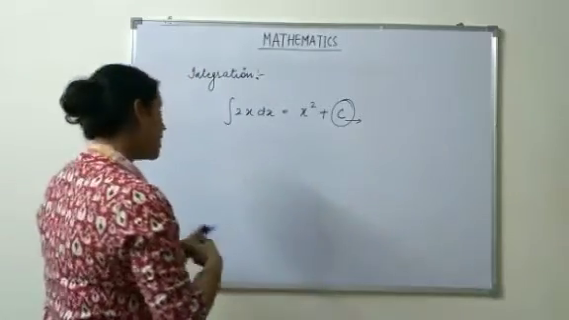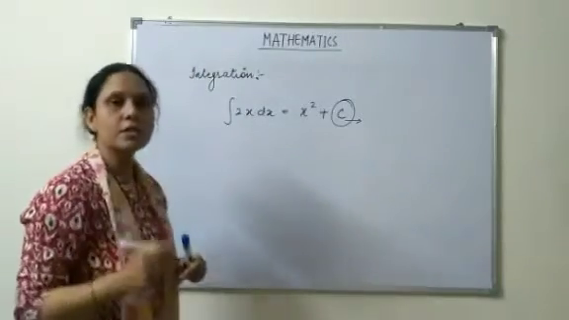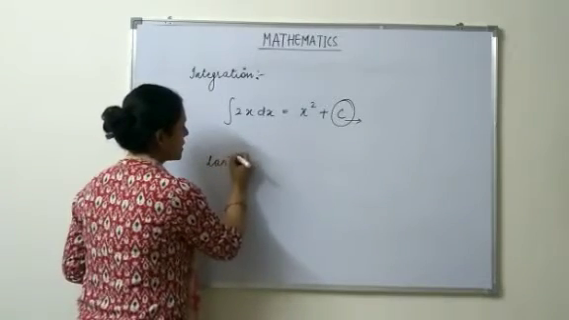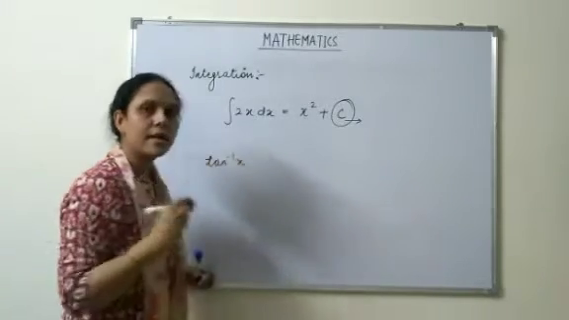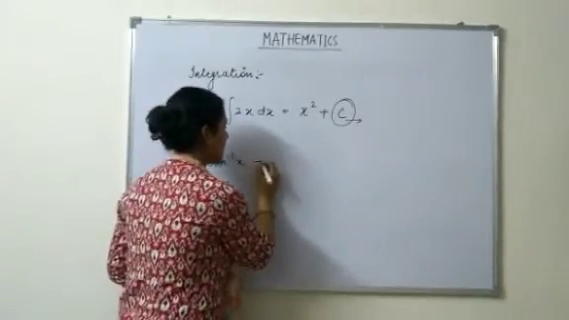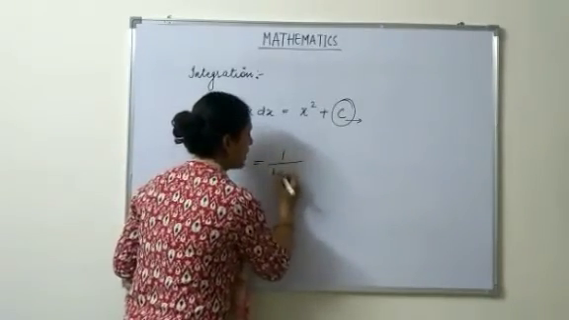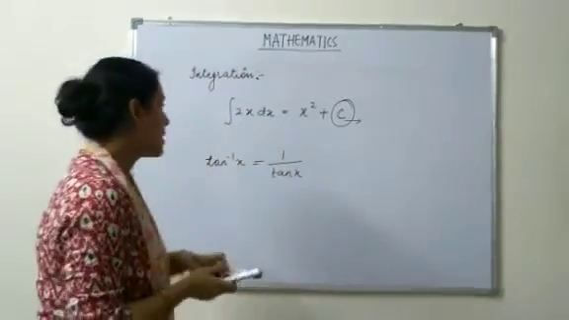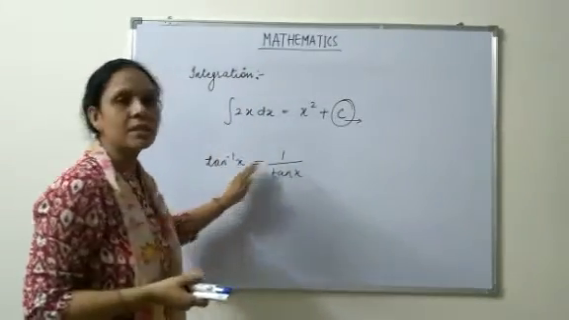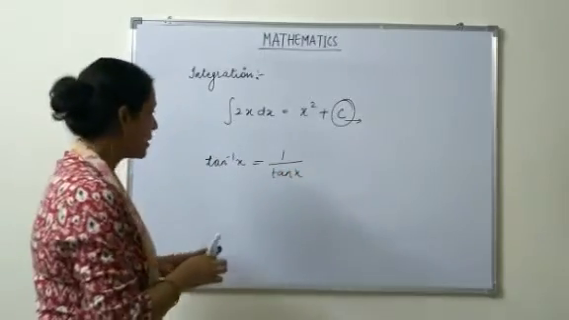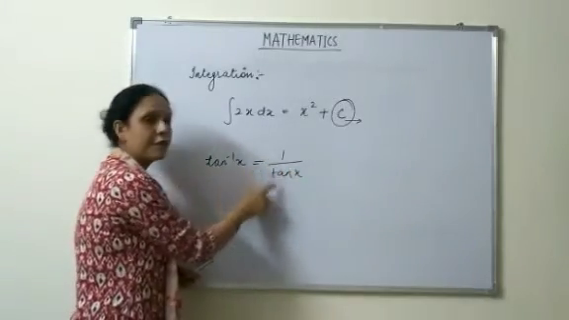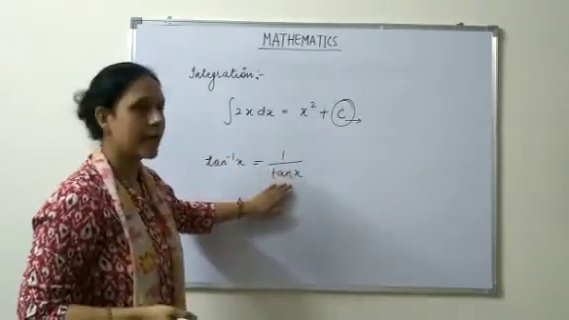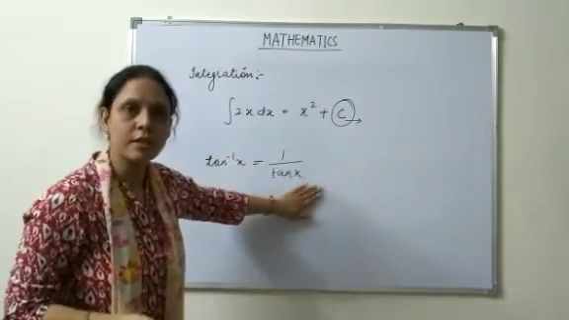Then, another common mistake that is made in inverse trigonometry, that is, suppose you are asked tan inverse x. What I have seen is that students are writing it as 1 upon tan x. Children, do not make this mistake. Inverse here does not mean the reciprocal of the number. These two are totally different functions, that is, tan inverse x is a different function and 1 upon tan x, that is cot x, is a different function.